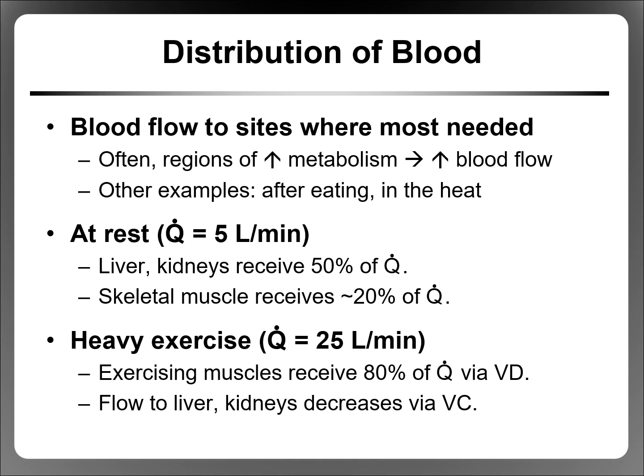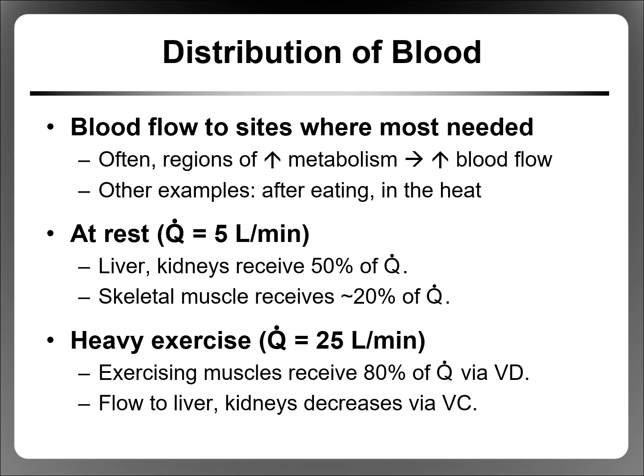So where is blood distributed in the body? Our blood flow will go to sites where it is needed the most. Most often where we have regions of increased metabolism, we will also have increases in blood flow. For example, after eating, where would it make sense for all the blood to go? Typically to the GI tract, because this is where we're having the most activity. However, if it is hot outside, it makes more sense to send a lot of the blood flow to the skin so we can let off heat.